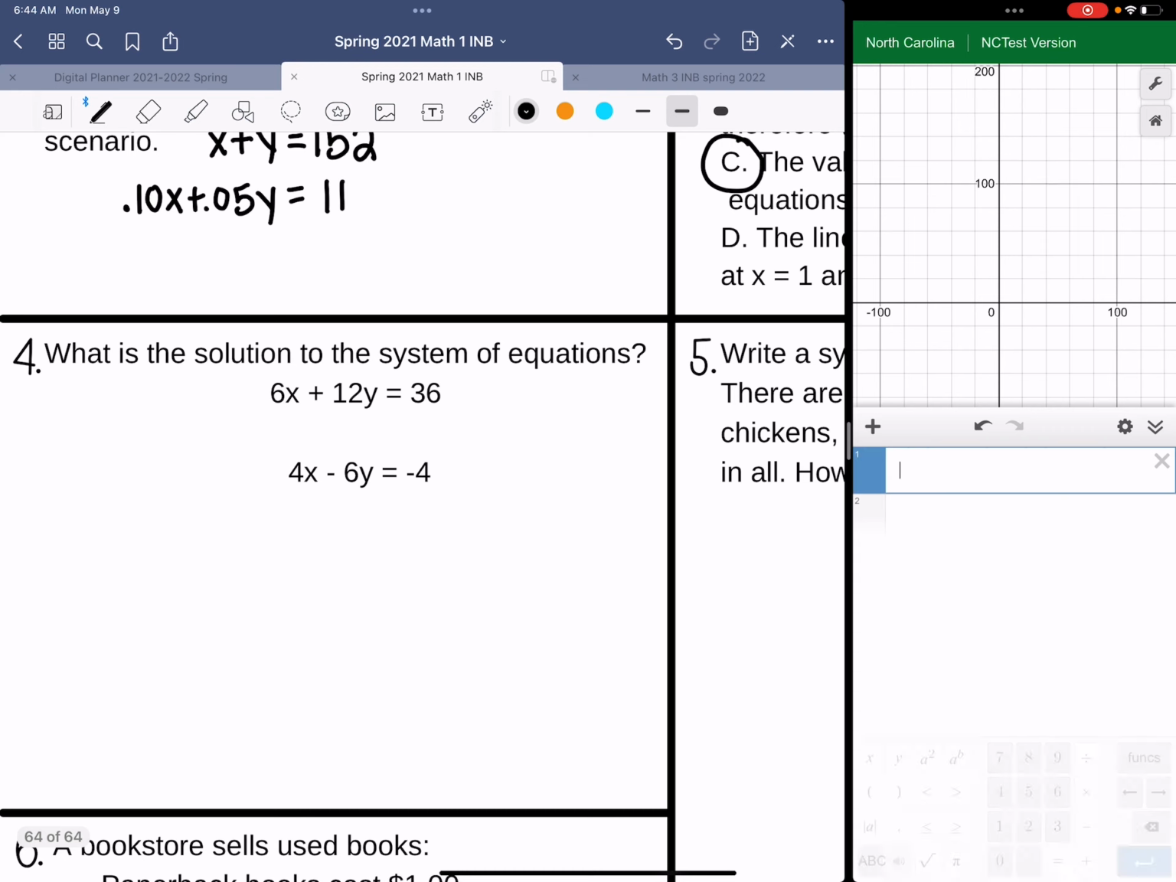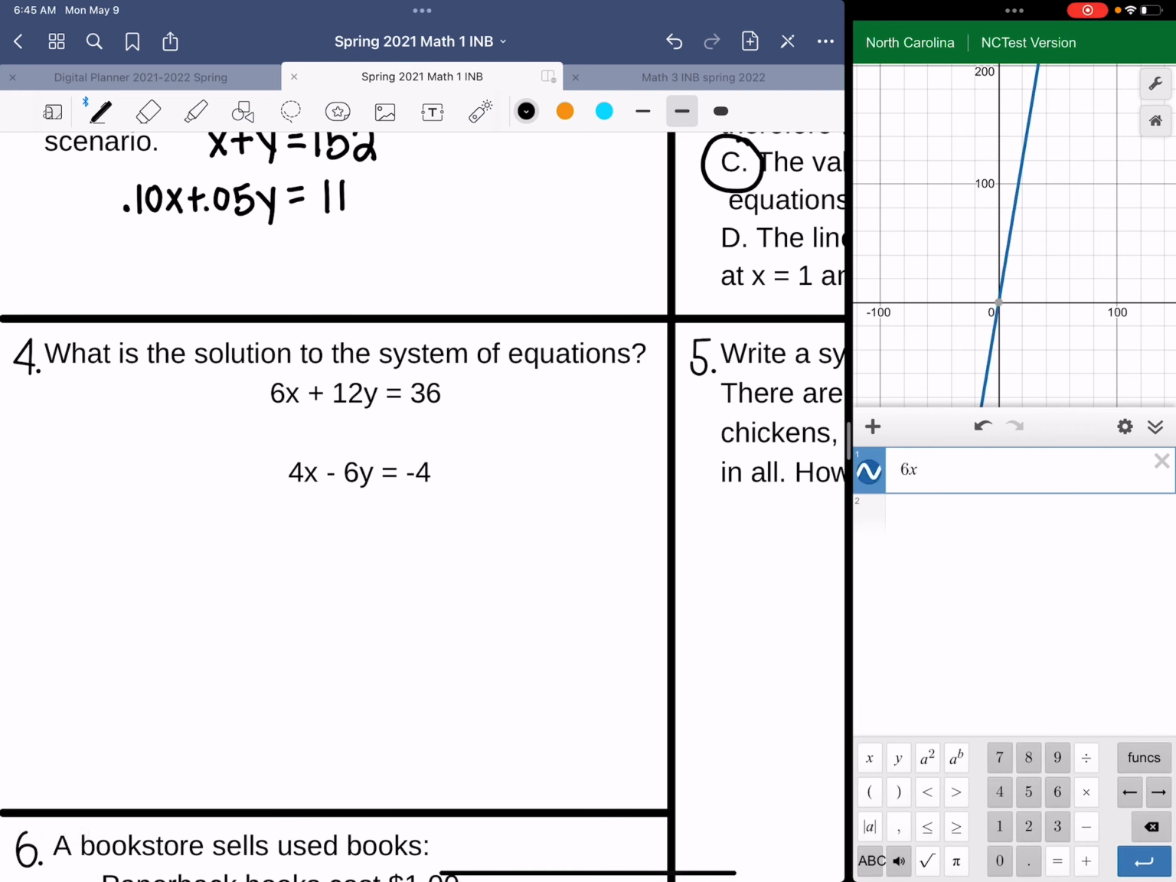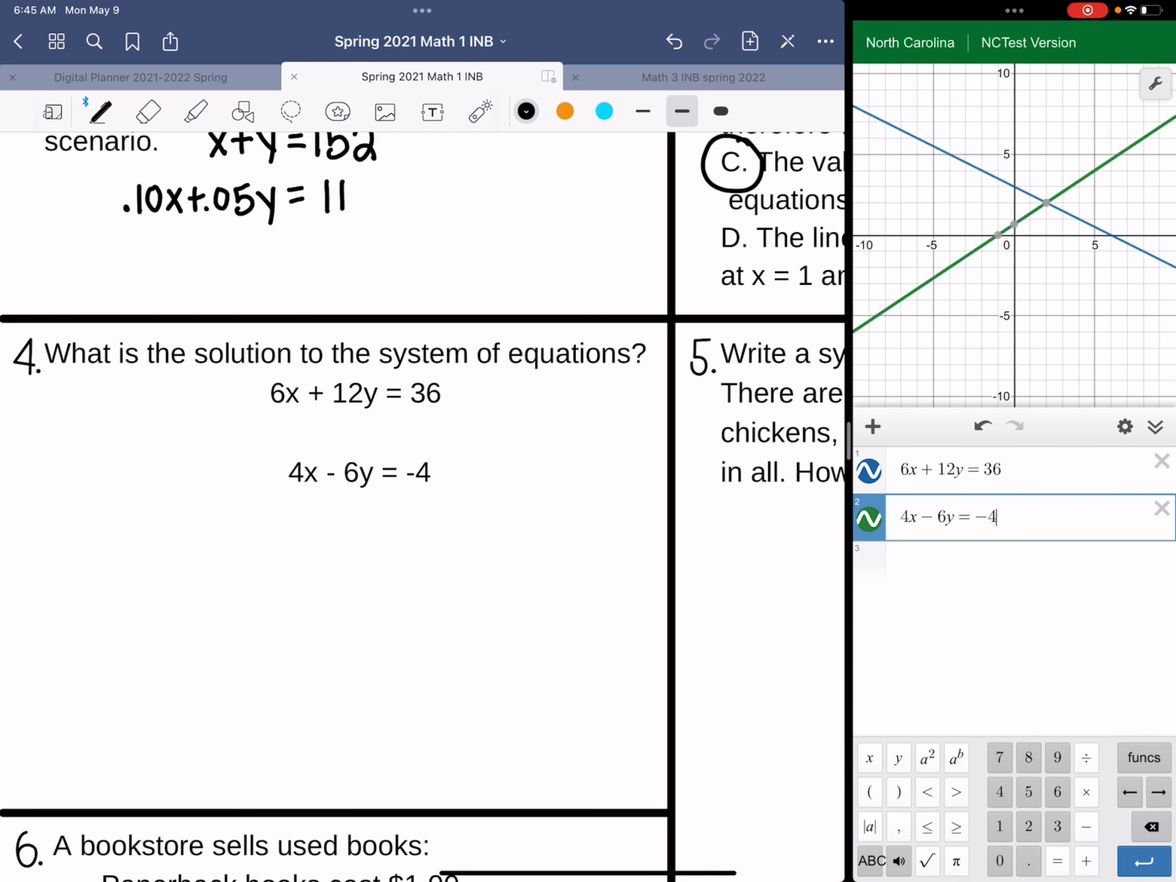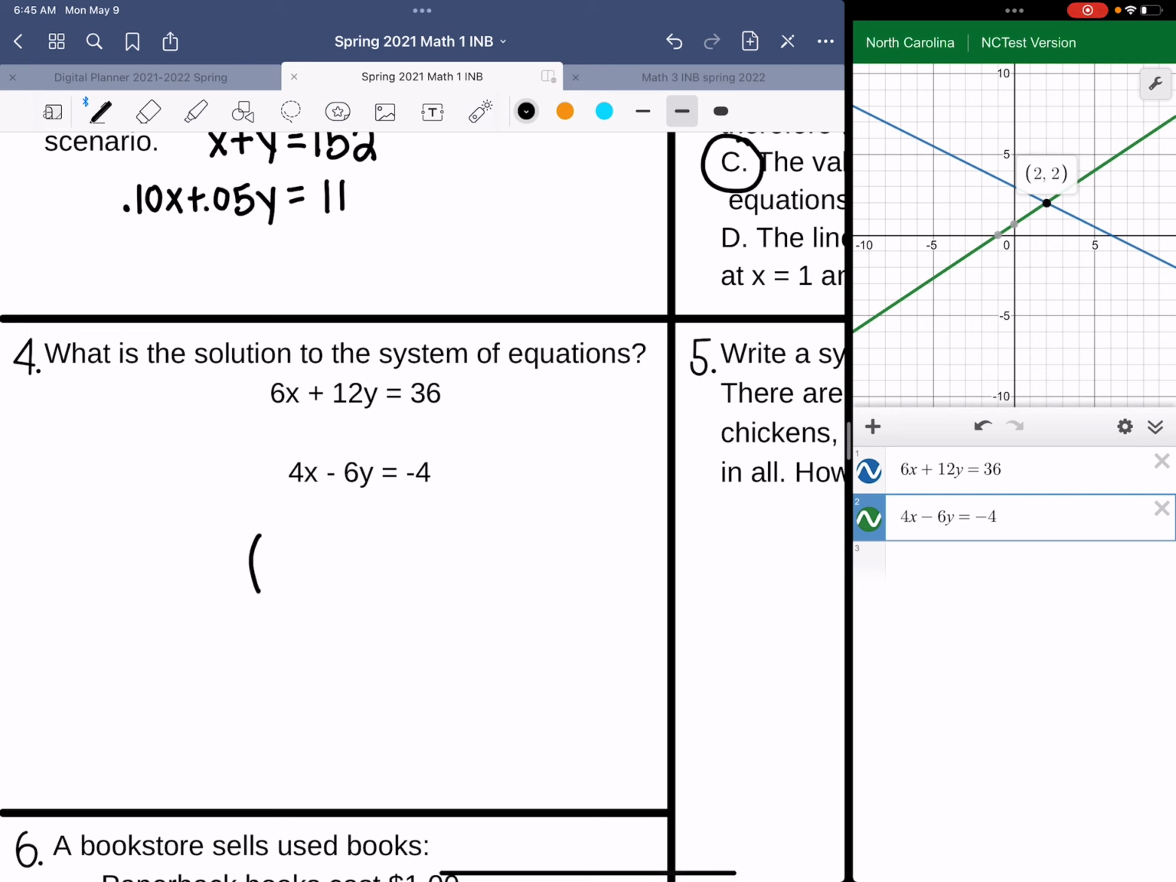So again, for the next one, we're looking for the system. We're going to put this into Desmos. Equals 36. And then we have 4x minus 6y equals negative 4. Now we're looking for the intersection. So our intersection, our solution is at 2, 2.